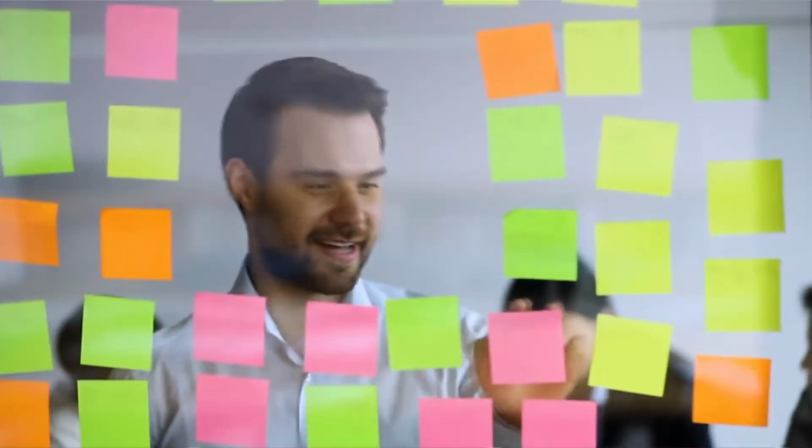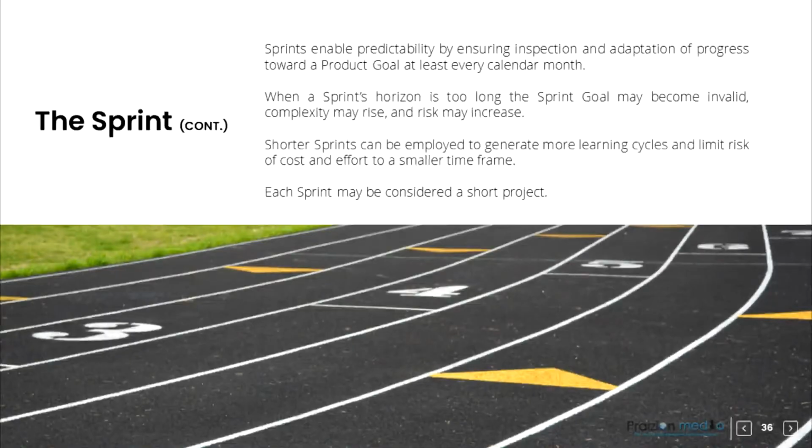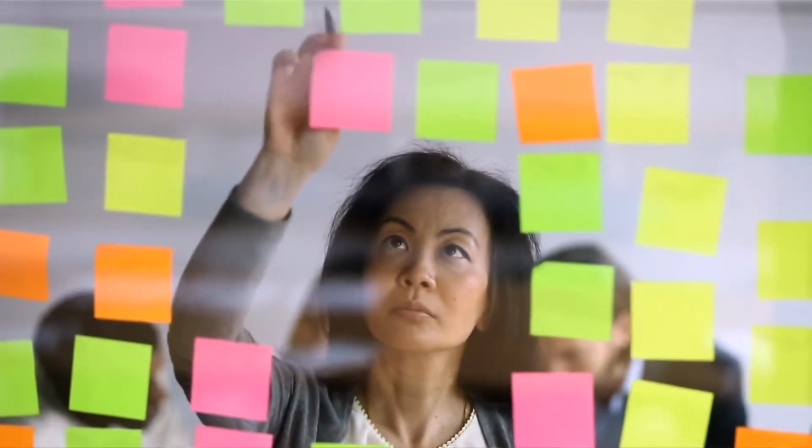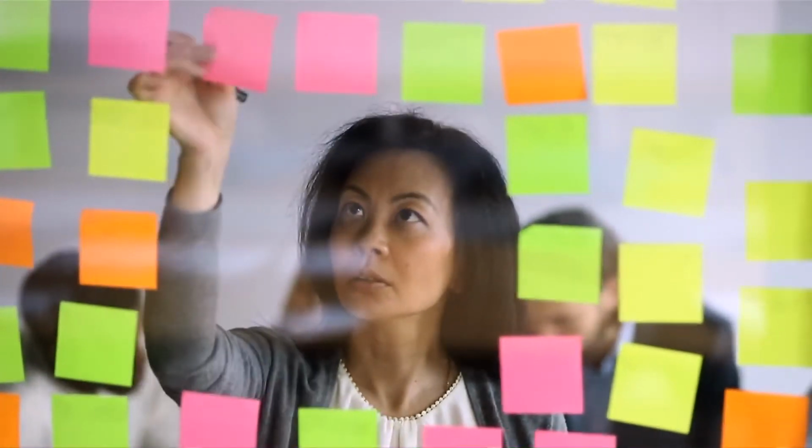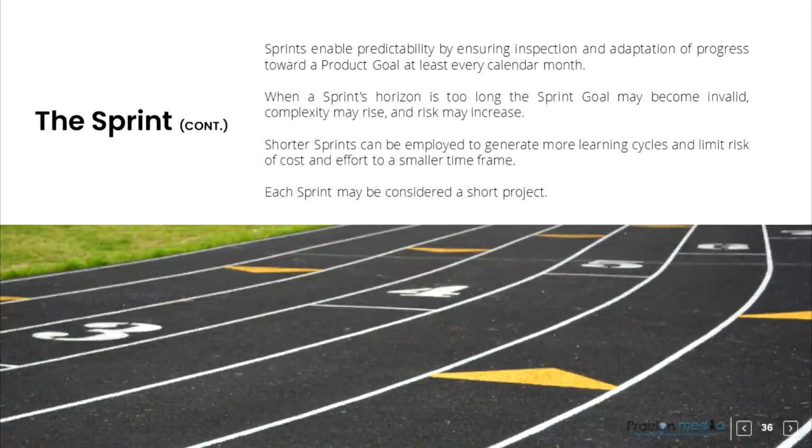When a sprint's horizon is too long, the sprint goal may become invalid, complexity may rise, and risk may increase. Shorter sprints can be employed to generate more learning cycles and limit risk of cost and effort to a smaller time frame. Each sprint may be considered a short project.